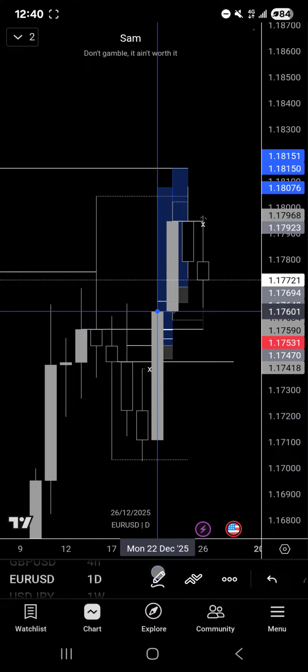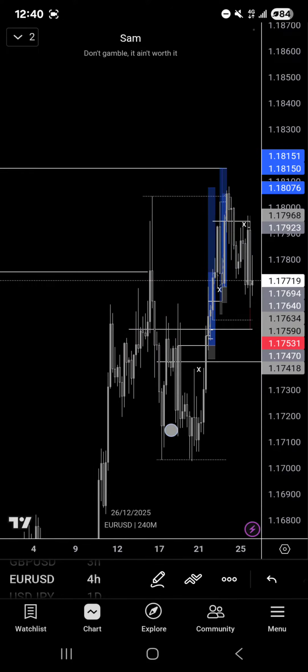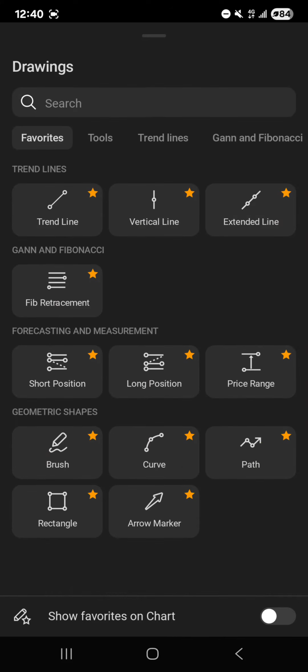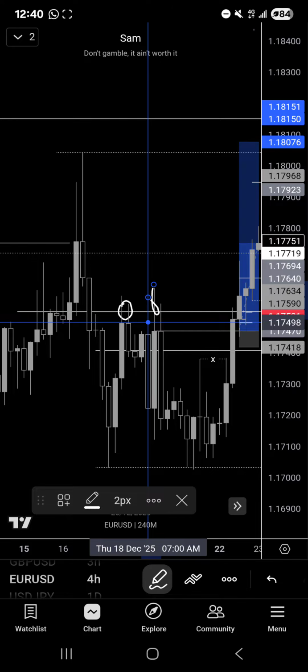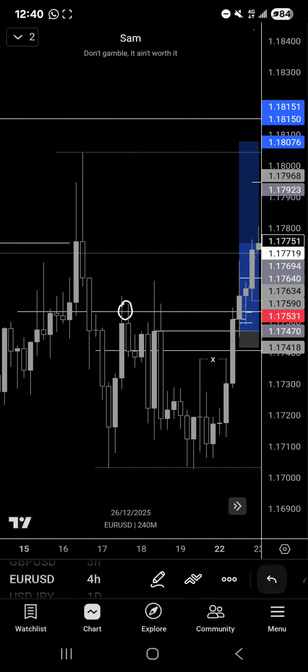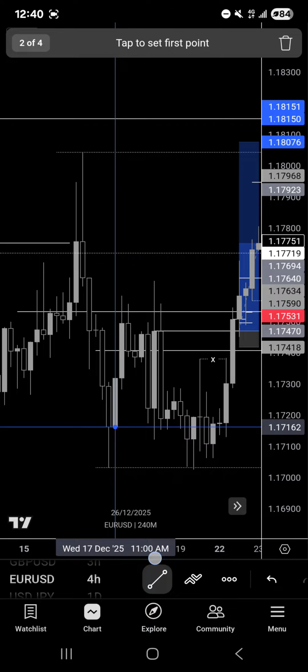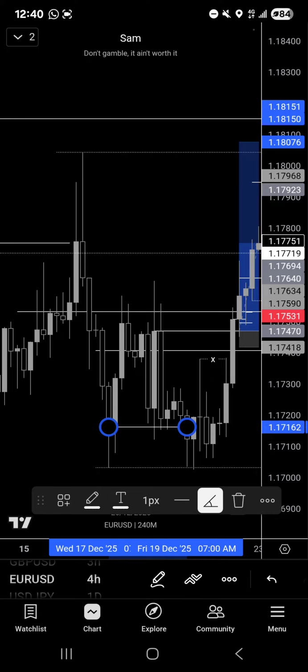Now, after the rejection happened, we had a break on H4. I'm going to also tell you why the setup did not play out. So this is where the rejection happened here. This is where both rejections happened, and this is where we had a break on H4. This was our break on H4. So that was like a daily storyline that formed.